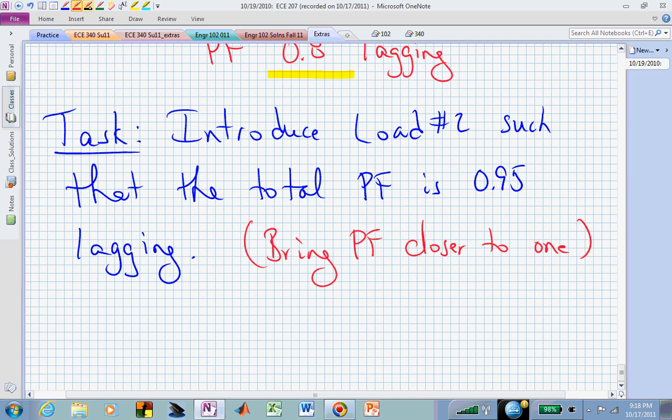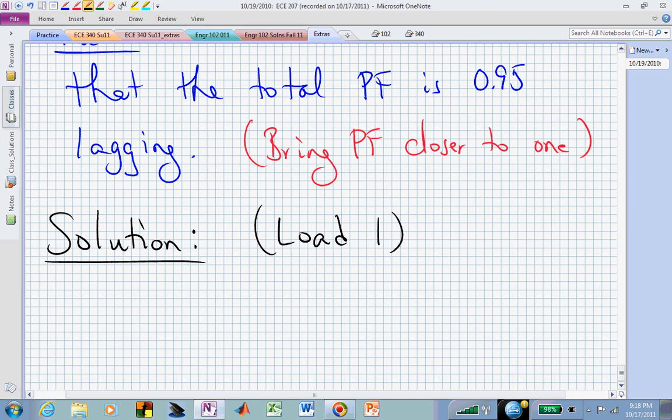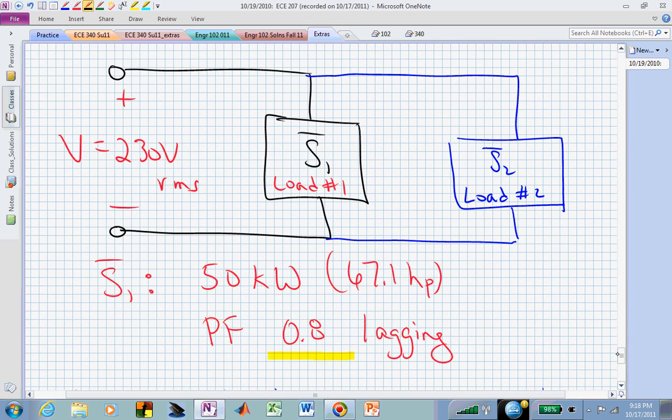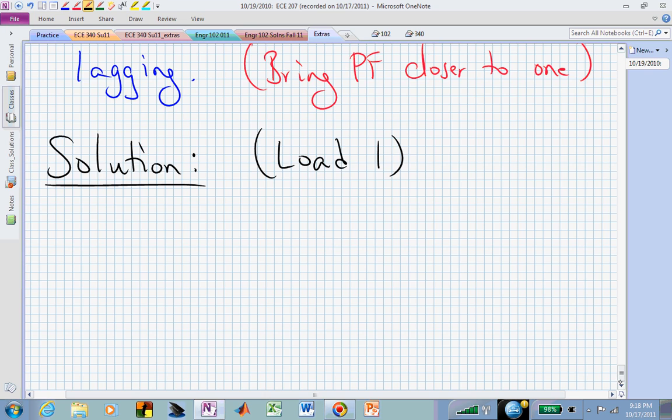Let's now go through one way of solving this. Let's first look at load number 1 in a little bit more detail. If you go back to load 1, we were told it was 50 kilowatts. That's the real part, or the average power. That's now the horizontal piece in the power triangle, and we're given the power factor of 0.8. That essentially tells us the angle associated with load number 1.